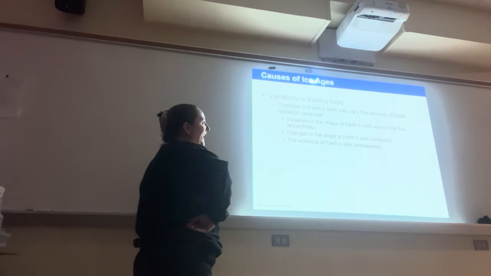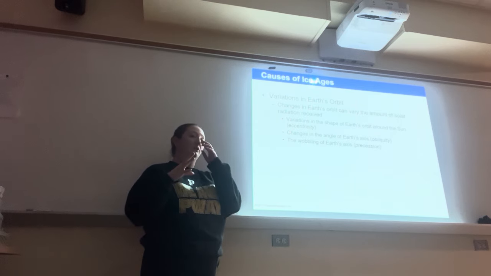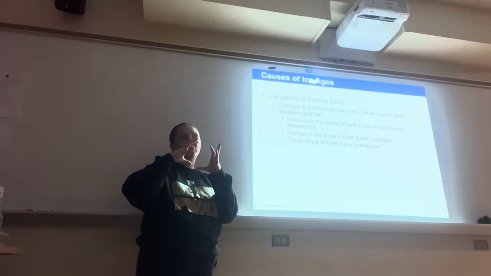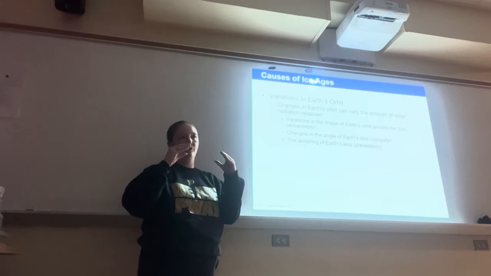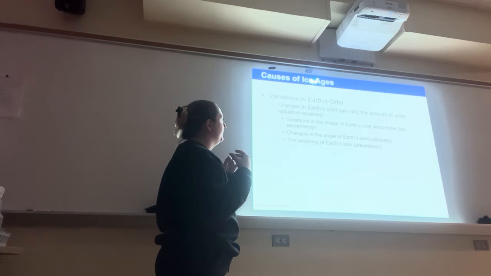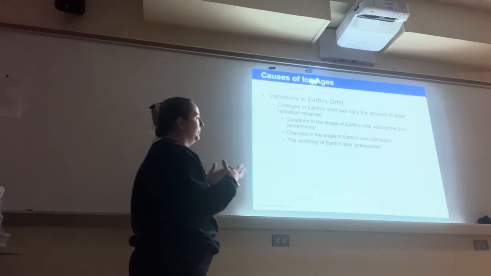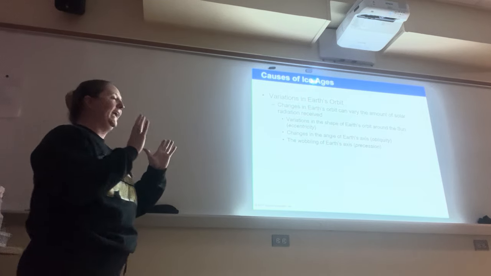But that can change. The Earth's eccentricity can change slightly, so there are times where our orbit is more circular and times where our orbit is more oval. The other cycle we talk about is obliquity, which is changes in the angle of Earth's axis.